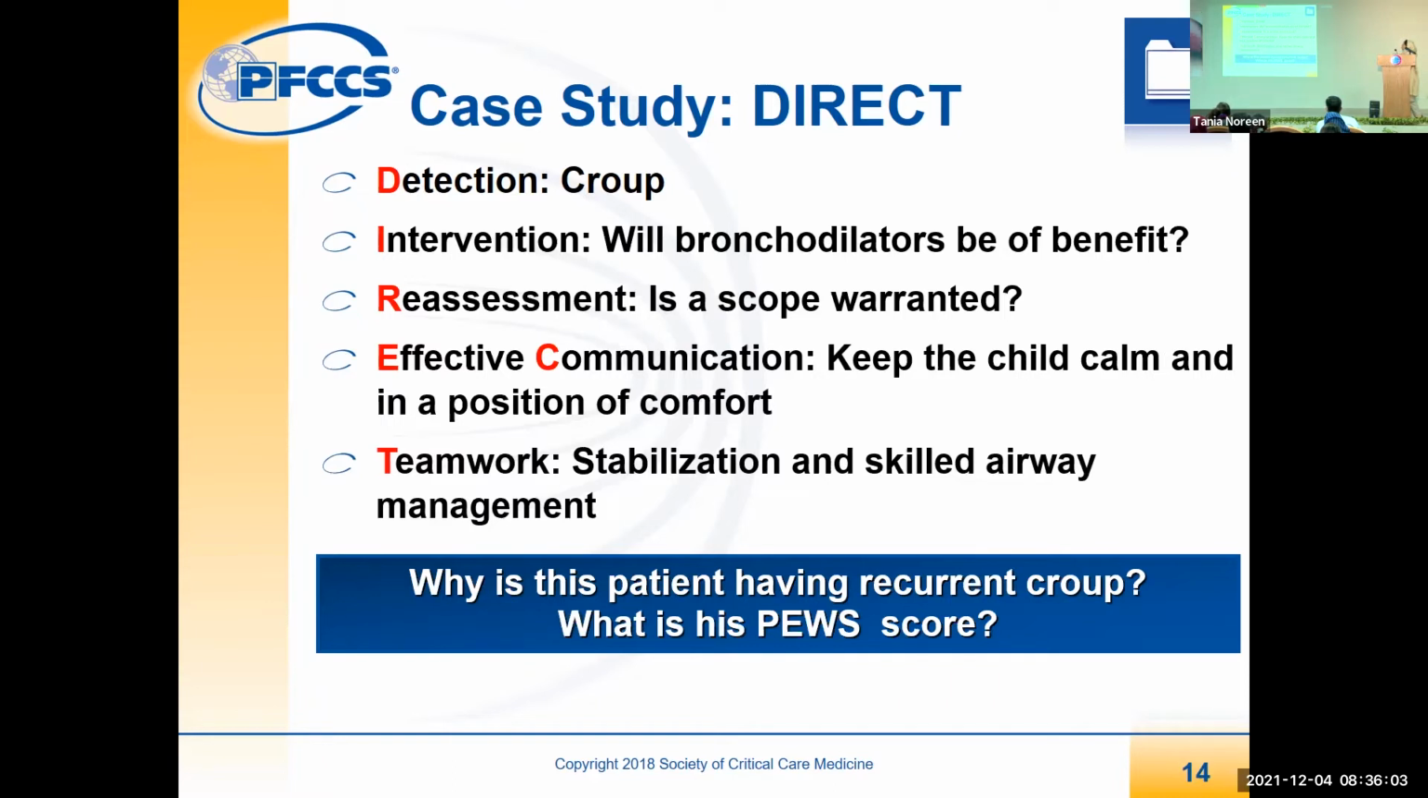Then after that you will reassess. अगर ये patient irritable है और drowsy है, is a laryngoscopy warranted in this case? Do you want to intubate this kid? Then in the effective communication, this is also really important. You have to keep the child calm and in the position of the comfort. Okay. And this is also really important. You always have to examine the child in the position of the comfort and in calm position.